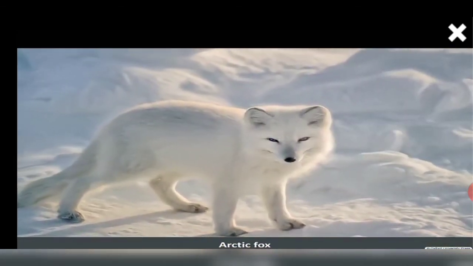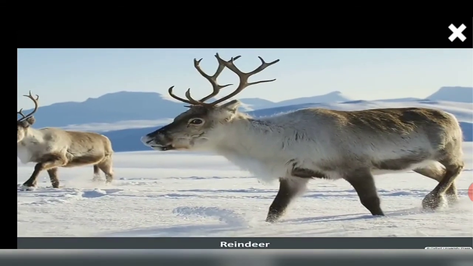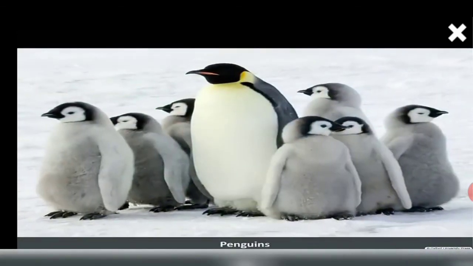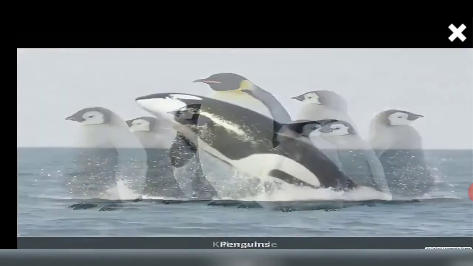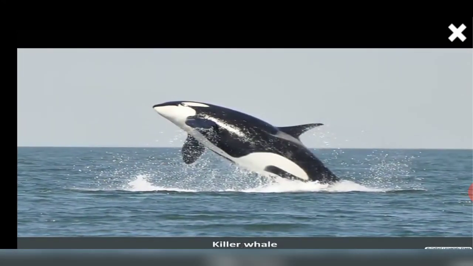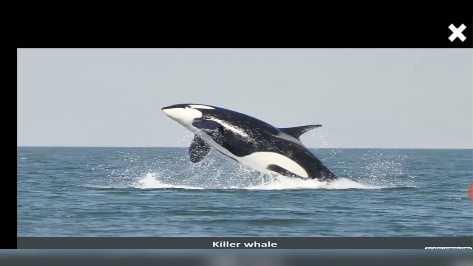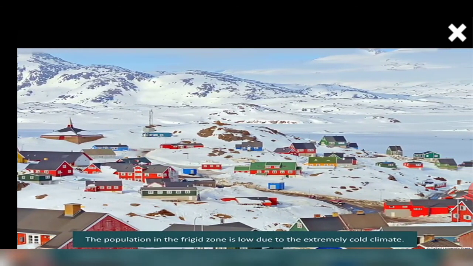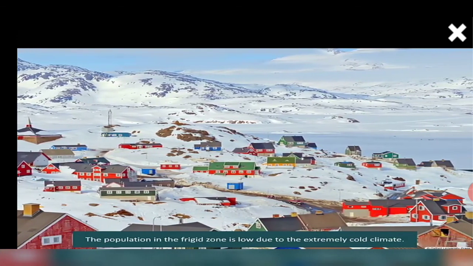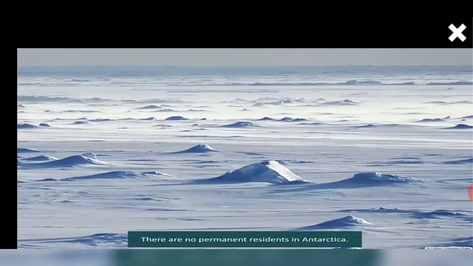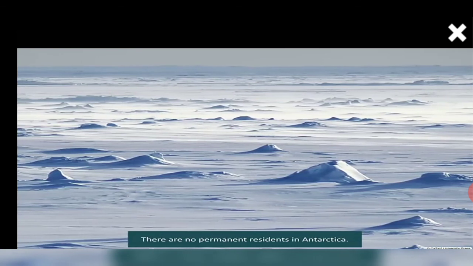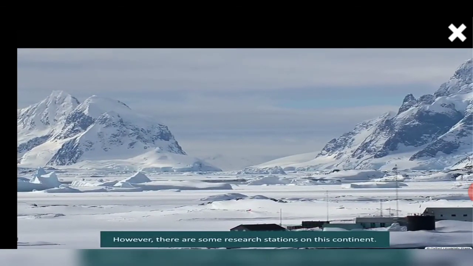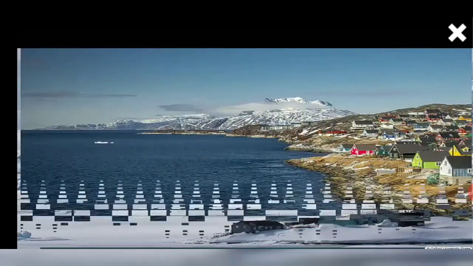Arctic fox, reindeer, seals, penguins, and killer whales are some animals found in this zone. The population in the frigid zone is low due to the extremely cold climate. There are no permanent residents in Antarctica. However, there are some research stations on this continent.